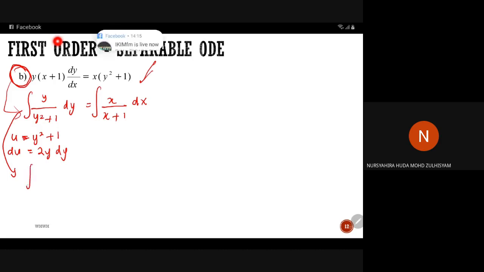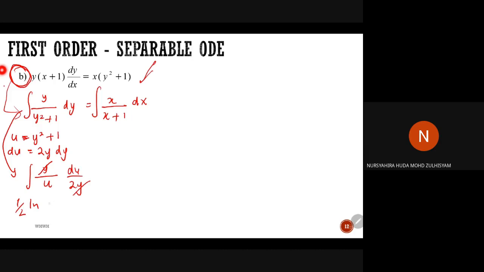Because the y you can cancel. So next, what will we get? We will get y over u dy is equals to du over 2y. Okay, so you will get like this. Then from here you will get half ln u plus c, which is equals to, okay, no need plus c yet, right?